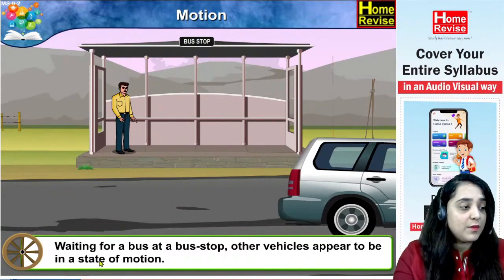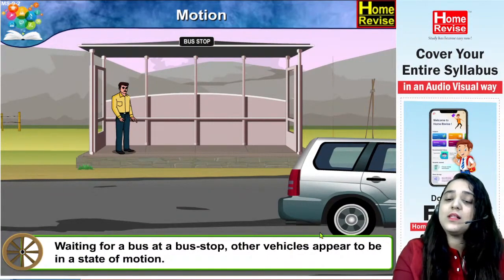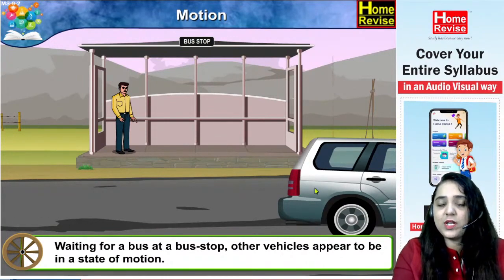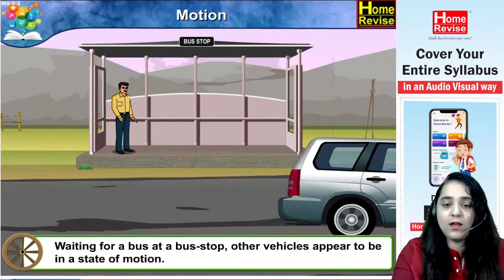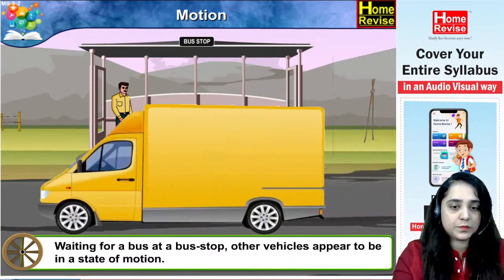So see what is written. Waiting for the bus at a bus stop, other vehicles appear to be in the state of motion. See, for me, I feel that this vehicle is in the state of motion. This vehicle is moving. Now pay attention.